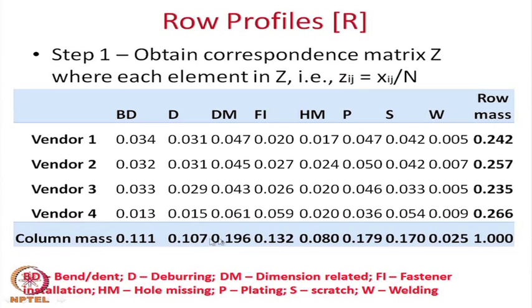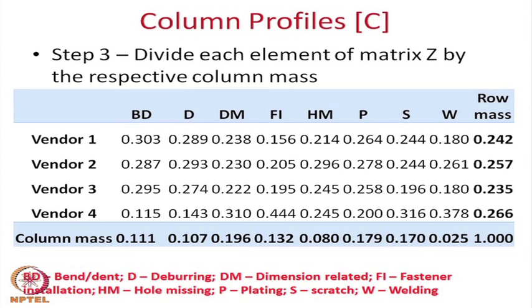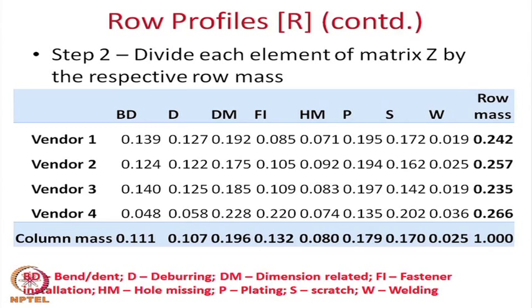So, while calculating the row profile, first you find the correspondence matrix, then you divide each of the elements of the correspondence matrix by their corresponding row masses. But you are not considering column mass here, because we are talking about row profiles. Okay. So, now I think you understand what your row profile is.